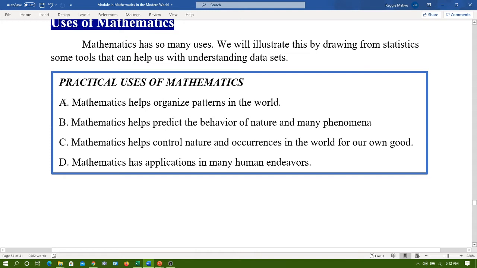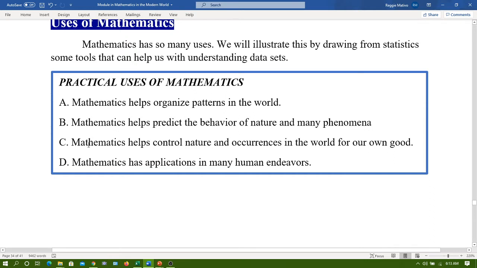And so the first is mathematics helps organize patterns in the world. Second, mathematics helps predict the behavior of nature and many phenomena. So I believe PAGASA and the volcanologists, they are specifically relying on numbers to give them a hint of what is happening around us.